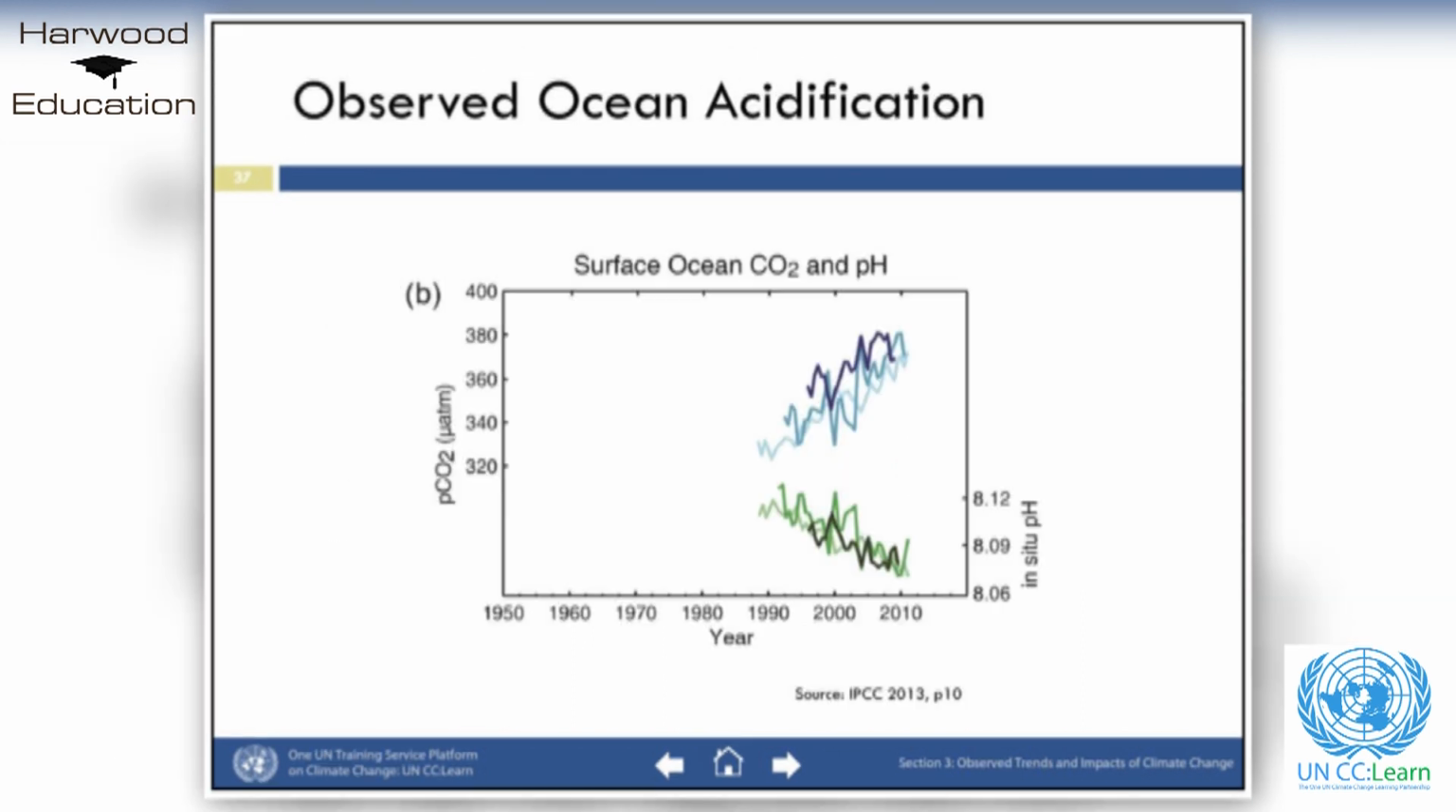Observed ocean acidification. About 30% of anthropogenic CO2 emissions has been absorbed by the oceans. This leads to ocean acidification. The green curve in the figure shows the decreasing pH of ocean surface water since the late 1980s. According to the IPCC, the pH of ocean surface water has decreased by 0.1 since the beginning of the industrial era.